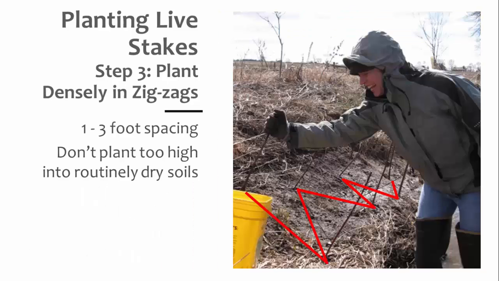Stakes should be planted 1 to 3 feet apart. This may seem dense, but you want to ensure full bank coverage and account for potential mortality. Not every stake will grow. Plant the stakes in a zigzag or triangular pattern to cover the bank vertically as well as horizontally. The stakes need to be planted in soil that is routinely wet. Depending on the height of the bank, it might not be suitable to plant the stakes near the very top.